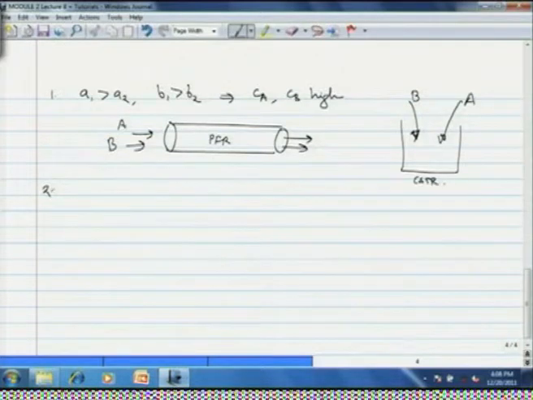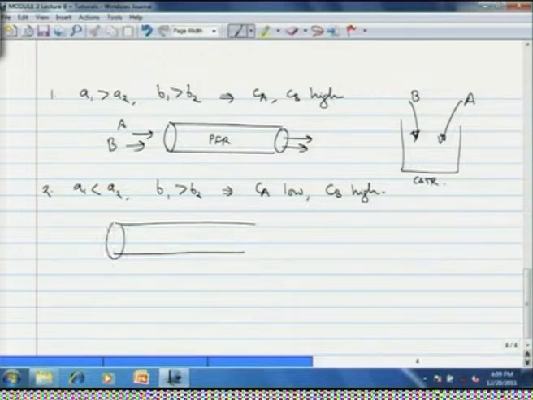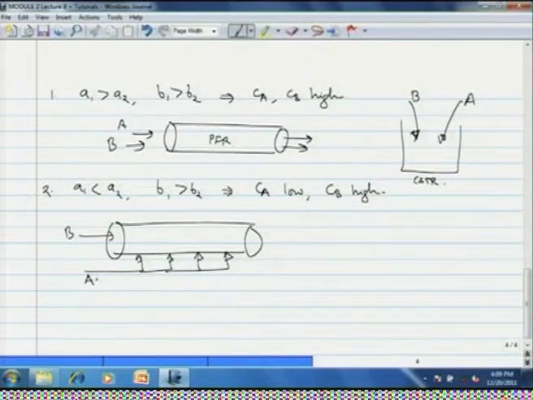Now, the second possibility: if A1 is less than A2 and B1 is greater than B2. In this case, we have to keep Ca low, but Cb high. Now, how can we achieve this? A simple way is to have a plug flow reactor in which B enters at the inlet and A is added at various locations, so that at any particular location in the reactor, the concentration of A is low.